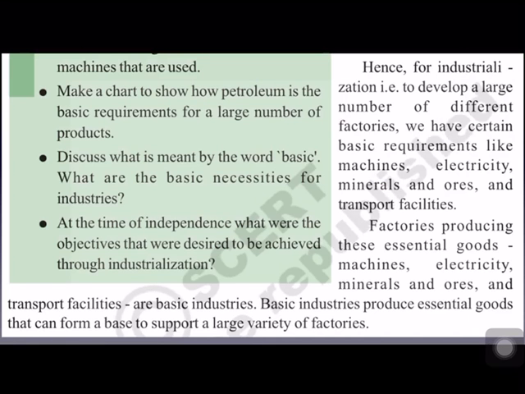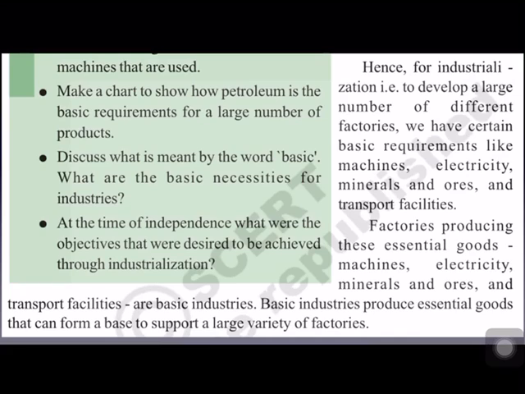Now, with all this, it is clear that to develop industries, to run a large number of factories, there are some basic requirements like machines, electricity to run the machines, minerals and ores which are used as raw materials, and overall transport facilities. All these are the basic requirements to start any industry. And factories which produce all these essential goods like machines, electricity, minerals, transport facilities, etc. are called basic industries or basic goods industries.